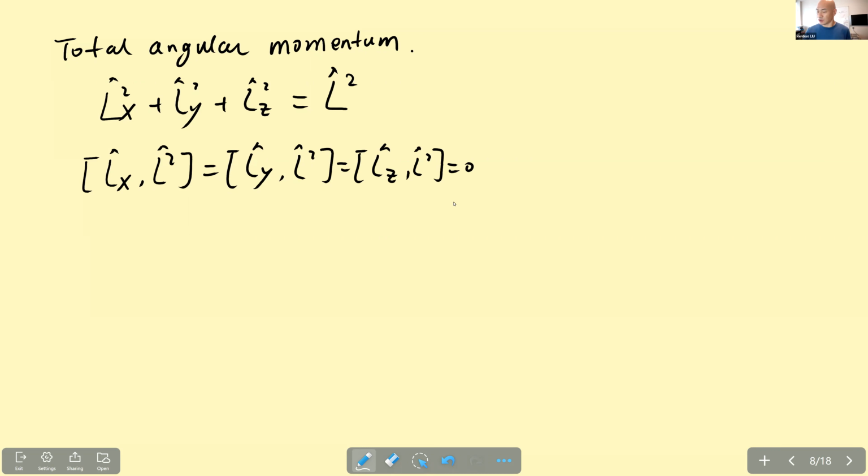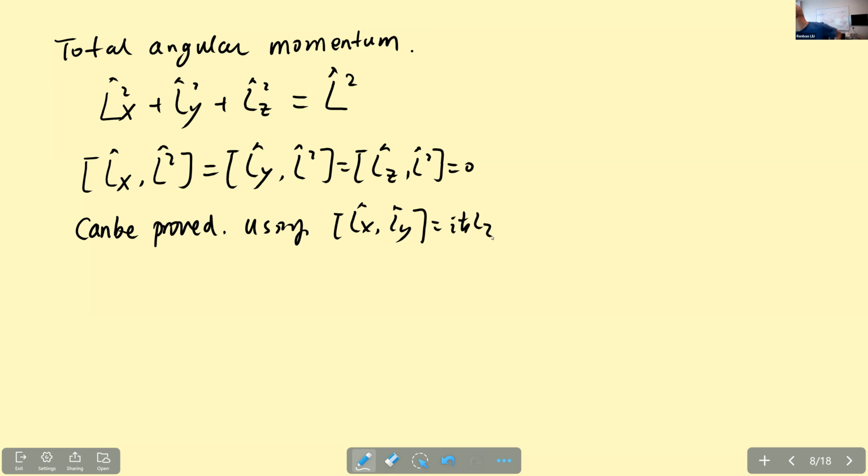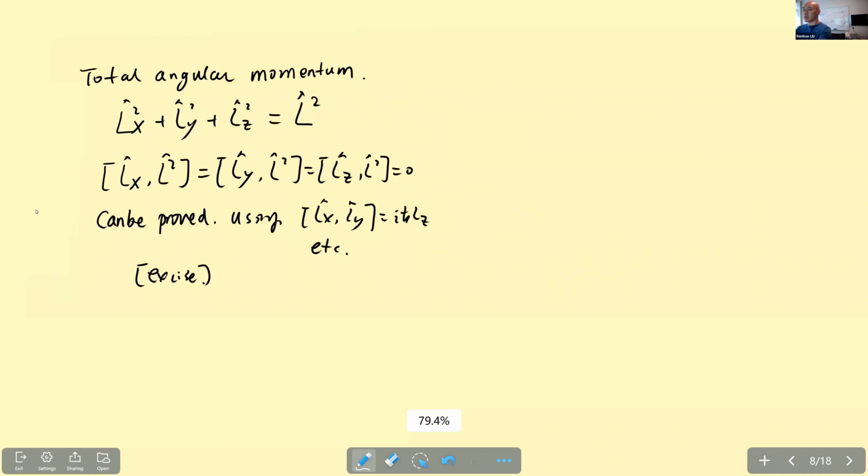This can be proved just using Lx, Ly equals i h bar Lz, and the cyclical relations. You just change x to be y, y to be z, and z to be x, and that works as well. So this is another thing about angular momentum.